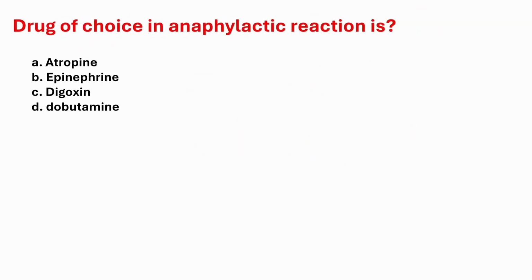Inversion. Drug of choice in anaphylactic reaction is A. Atropine. B. Epinephrine. C. Digoxin. D. Dobutamine. The correct answer is B.